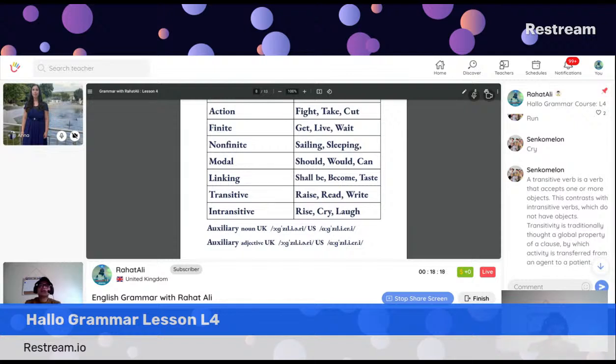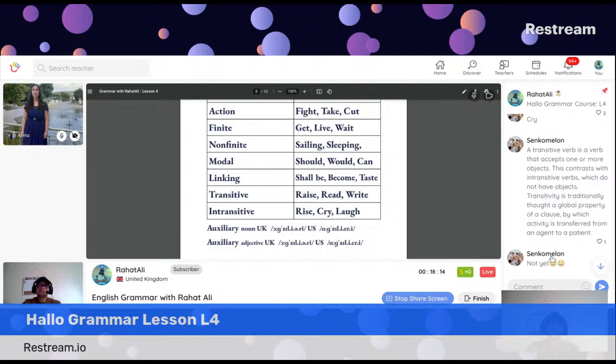Now, cry. Sanko has given an example earlier. Cry, laugh. Like we laughed a lot. It doesn't have any object. There is nothing mentioned. Why did we laugh? We laughed a lot after listening to the joke. Now, this intransitive has become transitive because there is an object. Why did we laugh? Because we have heard a joke from someone else.